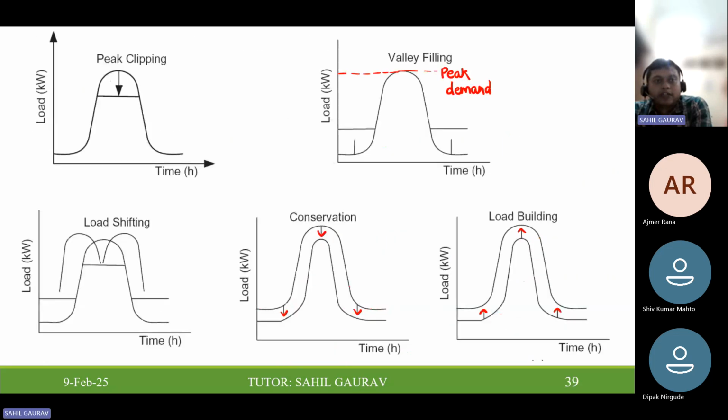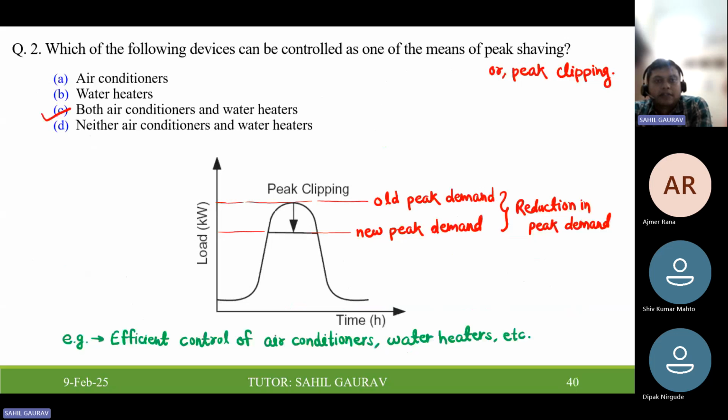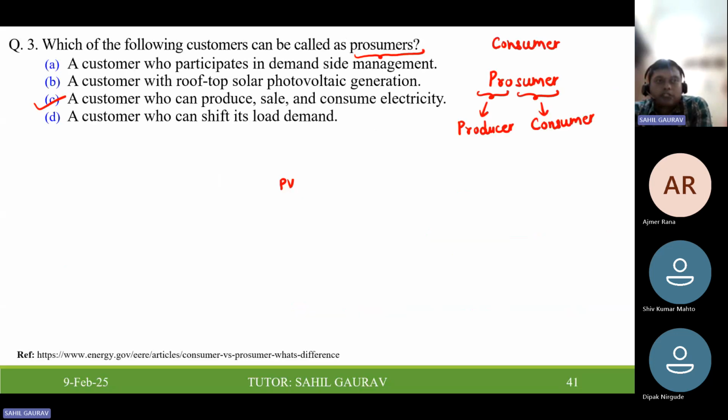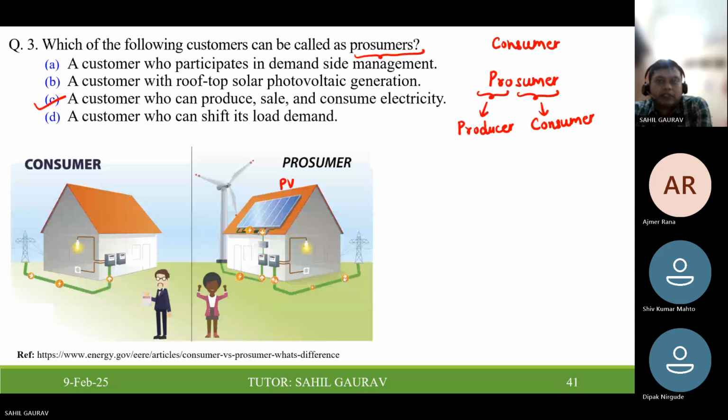Coming to the next problem: which of the following devices can be controlled as one of the means of peak saving? So we know that with efficient control of air conditioners and water heaters, you can do peak saving, meaning you can reduce the peak load demand. Option C is correct. The next problem is: which of the following customers can be called prosumers?